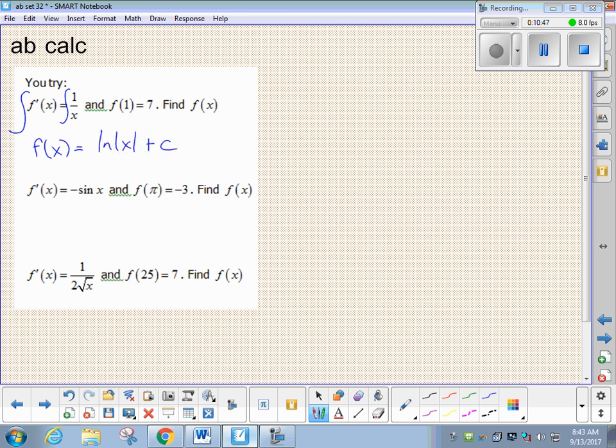Okay, super. And then how do you use the initial condition? 7 is the natural log of 1 plus c. What did you get for your constant of integration? Plus c is the constant of integration. 7. Why? What happened to the natural log of 1? 0. Why is that 0?